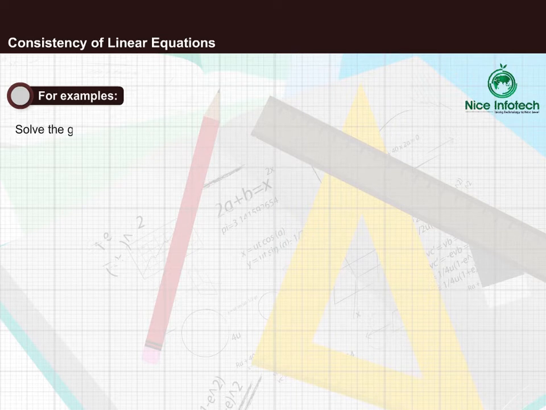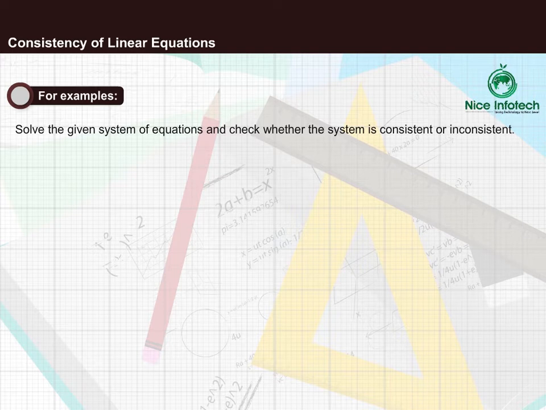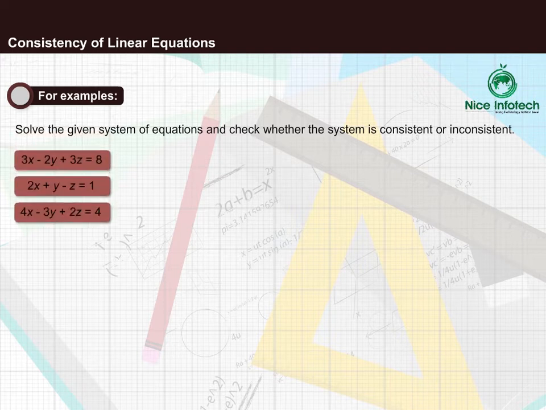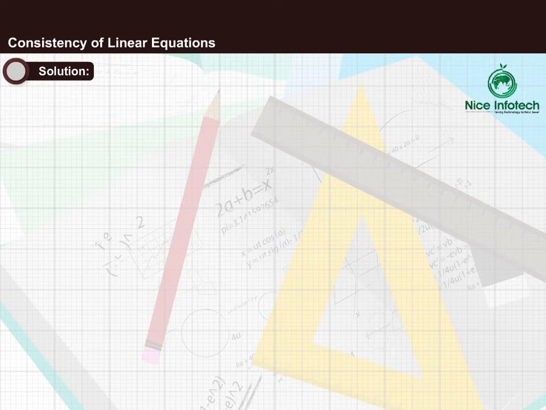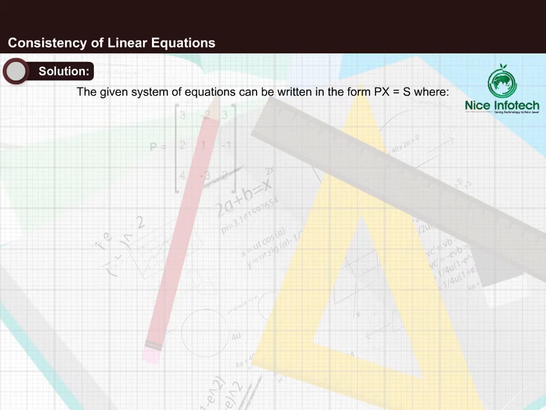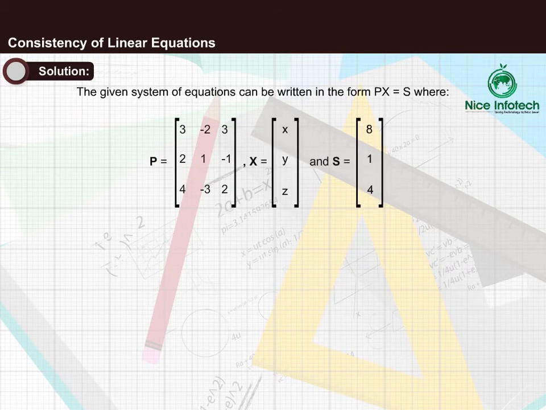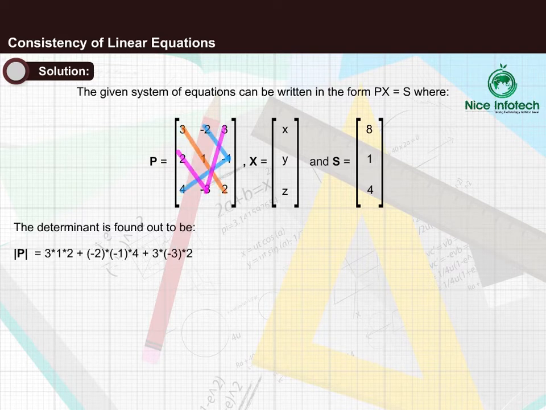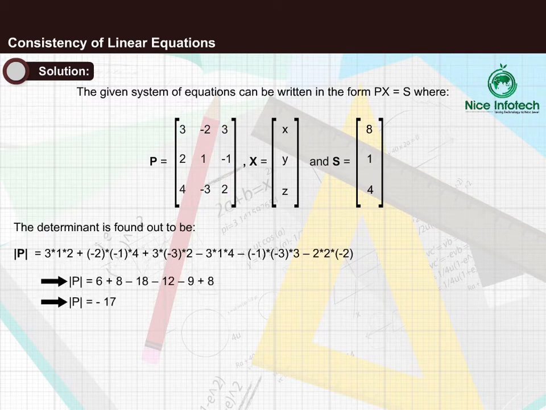For example, solve the given system of equations and check whether the system is consistent or inconsistent. Solution. The given system of equations can be written in the form PX equals S, where P equals, X equals, S equals. The determinant of P is found out to be minus 17. That is, determinant of P is not equal to 0, which means that P is a non-singular matrix.